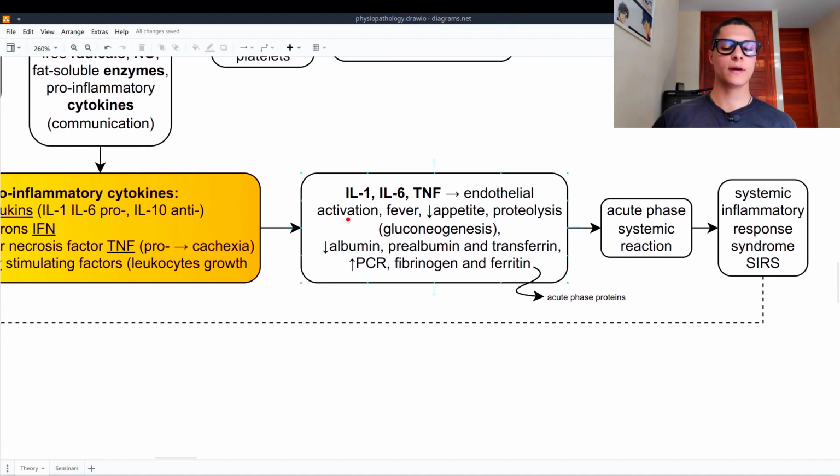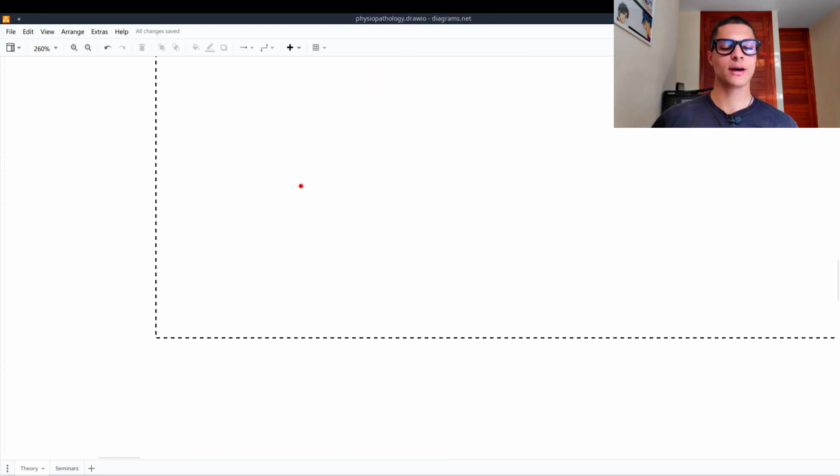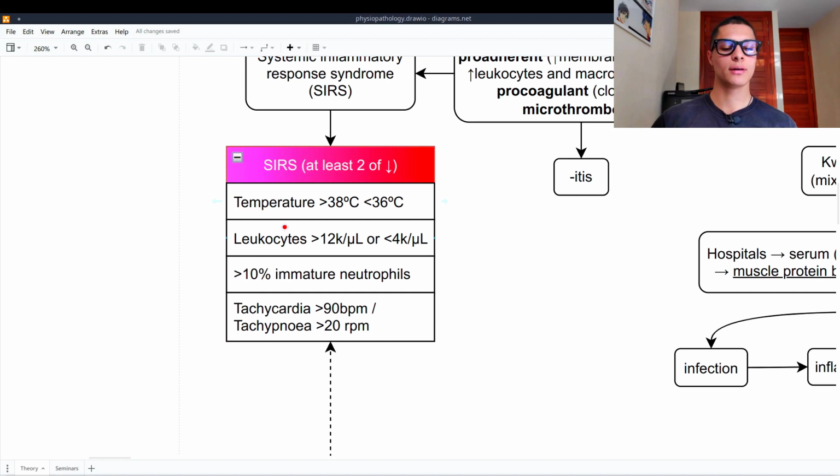They can create endothelial activation, fever, lower the appetite, and proteolysis for gluconeogenesis, and the presence of these will lower the albumin, the prealbumin, and the transferrin, and they will increase the PCR, which is the C-reactive protein, the fibrinogen, and the ferritin, which are indeed the acute phase proteins, because when they are present, they create an acute phase systemic reaction, leading to what? Systemic inflammatory response syndrome, SIRS, which brings us to this one. When you have fever, leukocytes either too high or too low, a higher amount of immature neutrophils, tachypnea, and tachycardia.